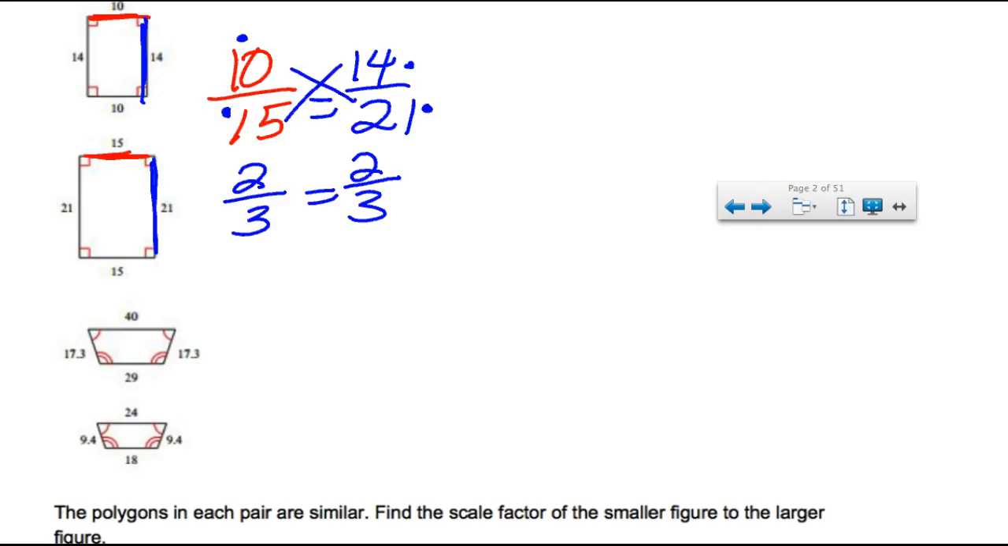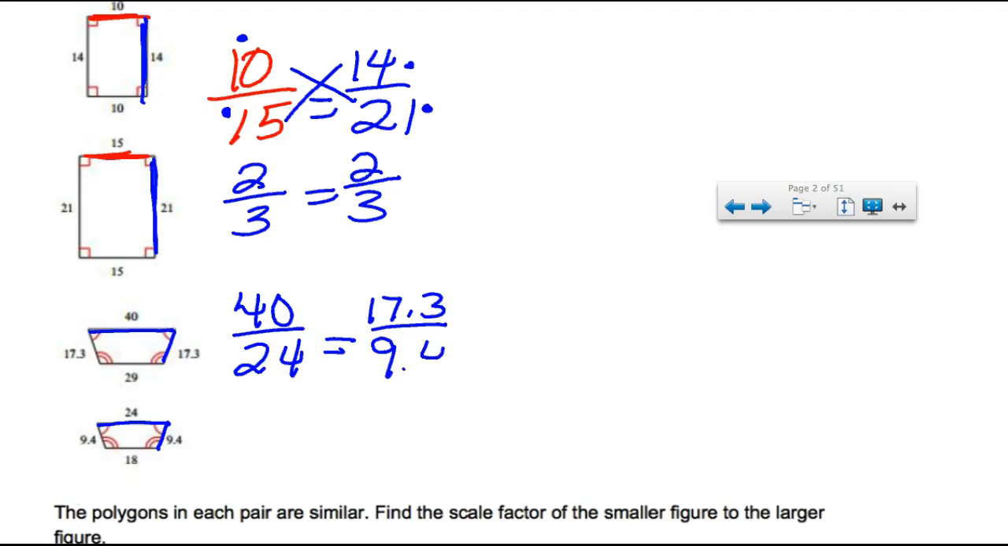So last up, I've got a couple of trapezoids here, and I'm going to see if 40 over its corresponding side matches up with 17.3 over its corresponding side. And if that matches up with 29, I have a lot of different pairs here, over 18. And then does that match up? And then I've got this same one again. I've got this same one that's in the middle. So I have 3 different pairs that I'm checking out here to see if they're in the same ratio.